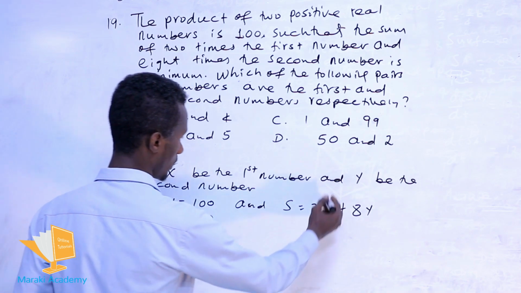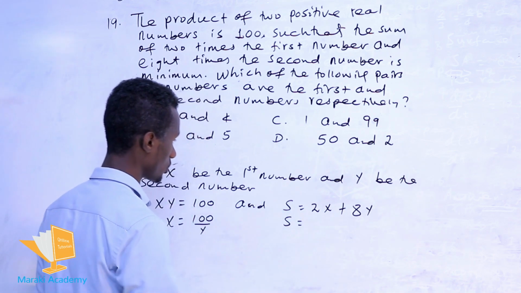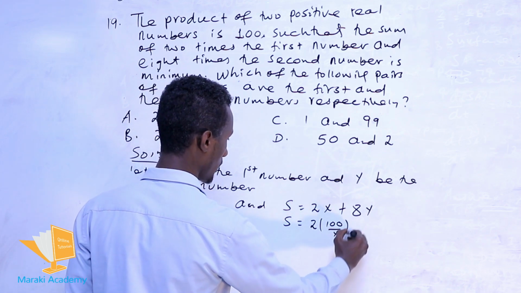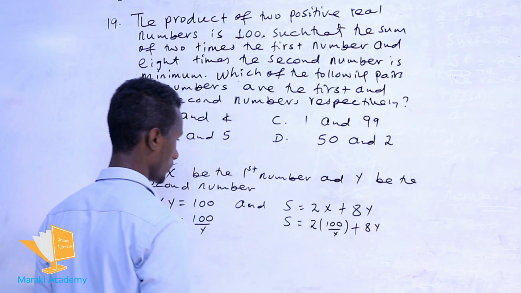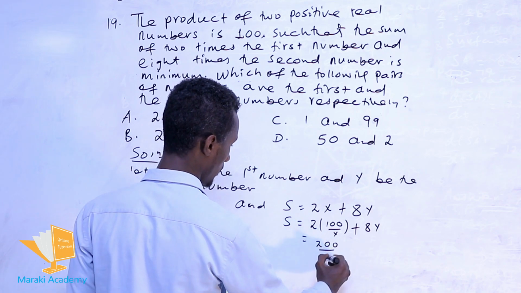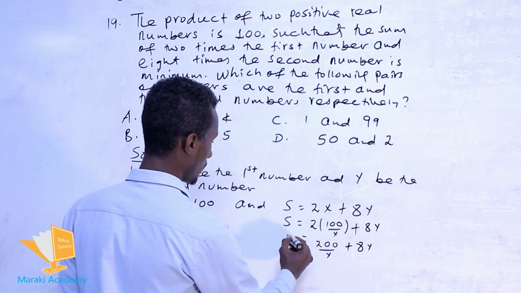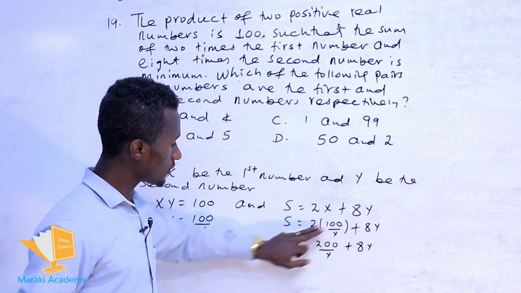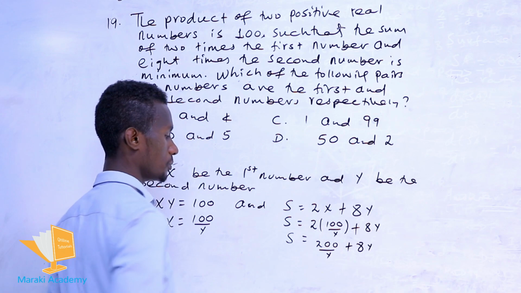Substituting this expression in place of x, what does it give us? S is equal to 2 times 100 divided by y, plus 8 times y. So this is equal to 200 divided by y plus 8 times y. If this sum is the minimum, the first derivative of this whole expression must be 0.